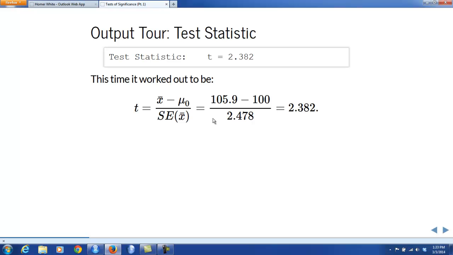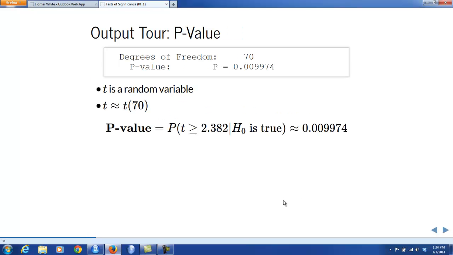Here is how the test statistic is actually computed. Simply plug in the value for x bar, the value that the null hypothesis thinks the mean is, the value for the standard error, and indeed you get 2.382. A little further on down, you get some information about the p-value for the test. Now, let's think about this a bit. T involves such things as x bar and the standard error for x bar. X bar depends on the data, so does the standard error. And the data comes to us by chance. So T is a number that depends on chance. Therefore, T is a random variable.